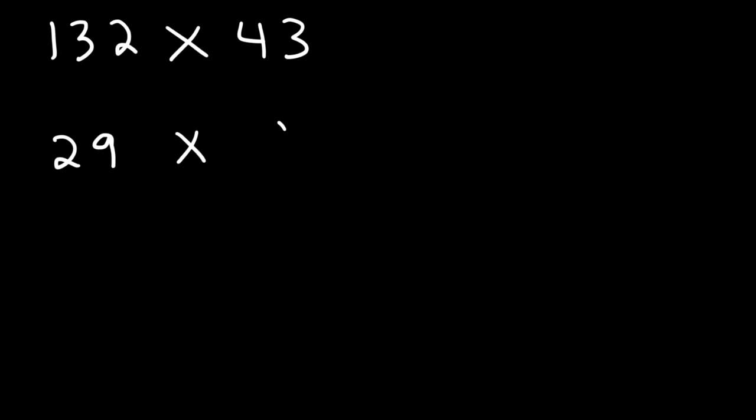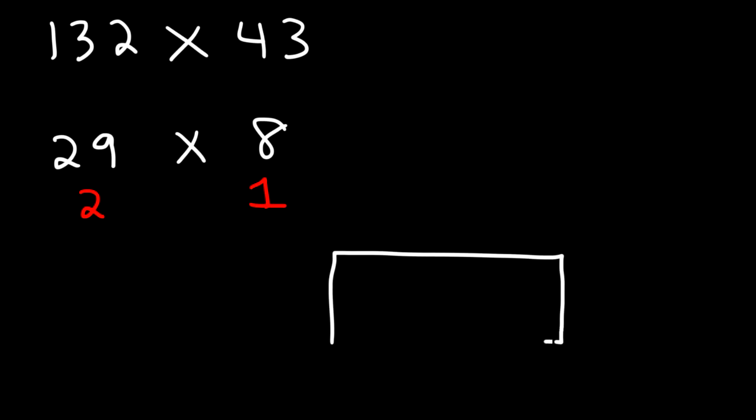The first one, when we multiplied 29 by 8. 29 is a two-digit number, and 8 is a one-digit number. So therefore, we needed basically two columns and one row. So this is a 2x1 system. So on the top, you can see the two columns that we have. And we only had one row.